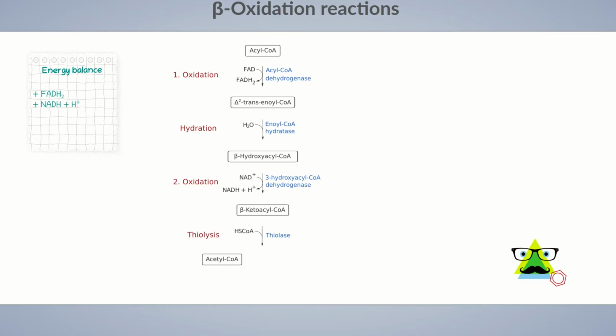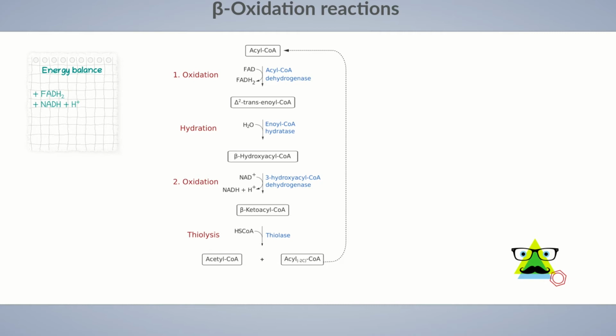The remaining fatty acid is an acyl-CoA shortened by 2 carbon atoms. The former C3, the beta-carbon atom, has become the new C1 in the shorter molecule. The acyl-CoA can keep re-entering beta-oxidation until 2 molecules of acetyl-CoA are formed in the fourth reaction step. Acetyl-CoA can be further broken down in the citric acid cycle.